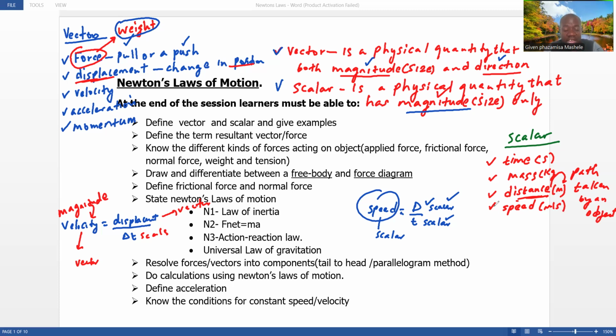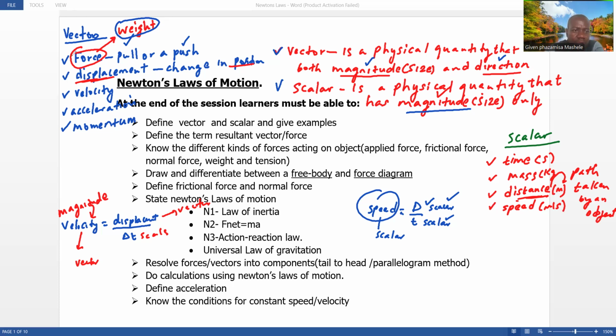And I even gave examples. So time, mass, distance, speed. These are examples of scalar. They have no direction. It's just magnitude only. Okay? I believe you are following. All right. Let's now move on to the second part.